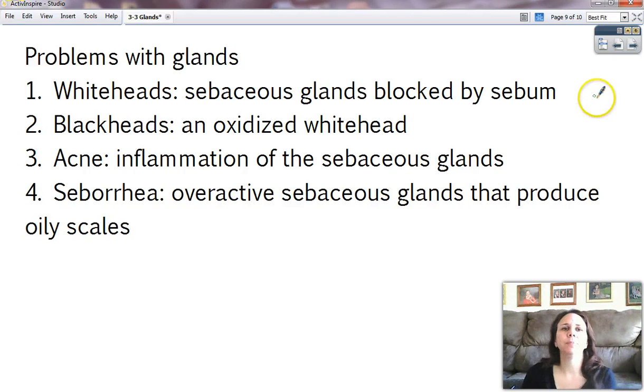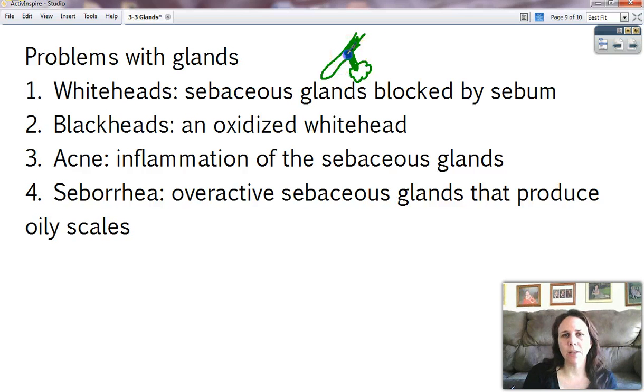Okay, what happens when my glands don't cooperate with me? You get problems. So problems with glands. You have whiteheads, which are just when the sebaceous gland, so there's my hair follicle, there's my gland, so it gets blocked up. And or it could be the follicle even can get blocked up. So all this is just stuck full of oil, dried up oil. So you get a whitehead.